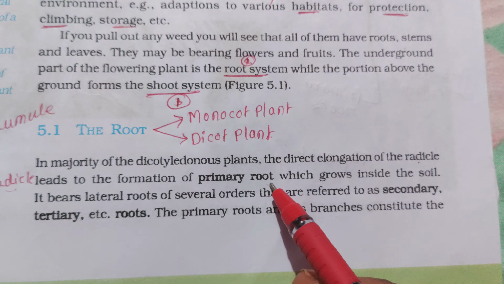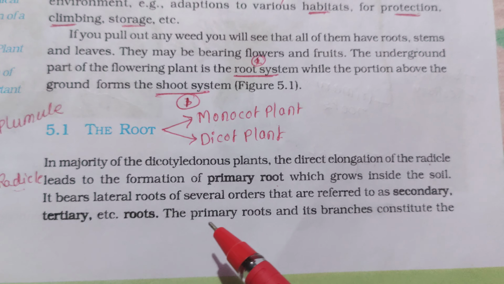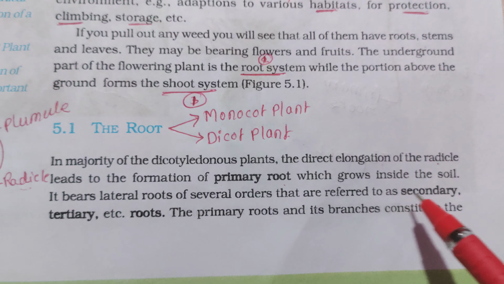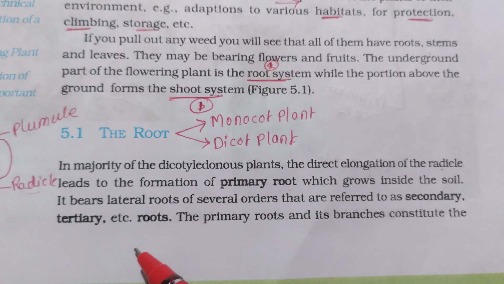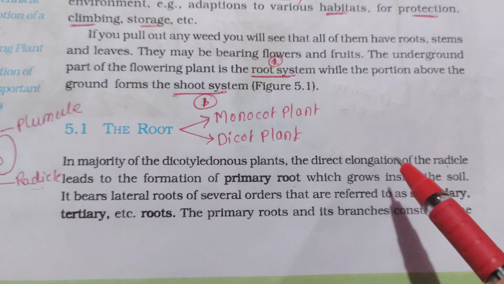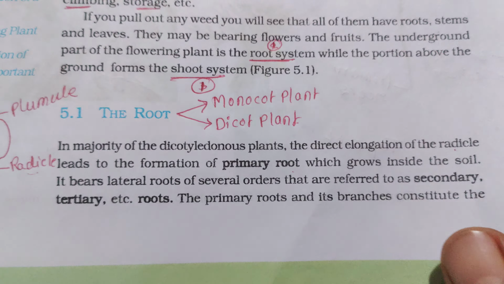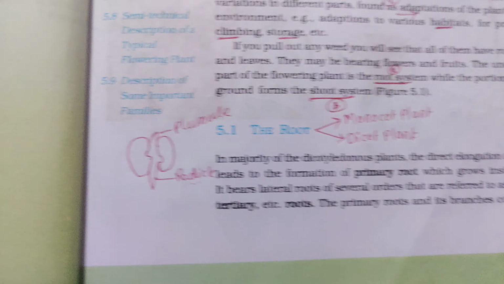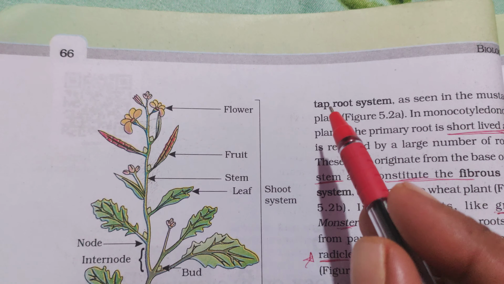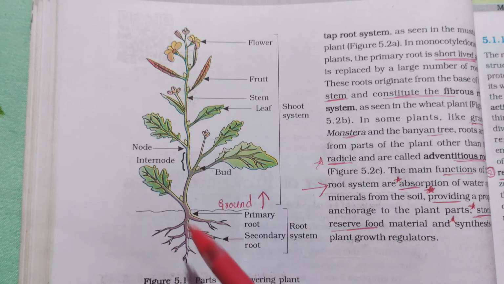These grow inside the soil. The roots which form laterally after the primary root are called secondary, tertiary and quaternary roots. Like that they form the sub branches of the secondary root system. Primary roots and their branches mainly constitute the tap root system, meaning the dicotyledon plants have the tap root system. Here is the structure of a mustard plant.